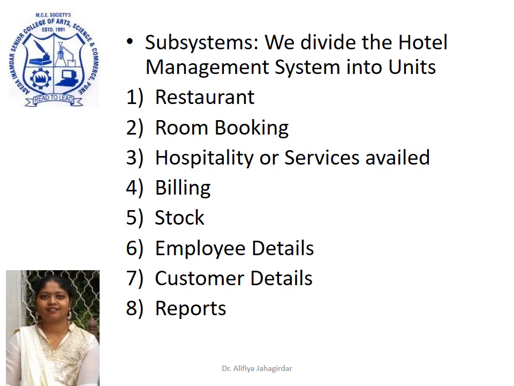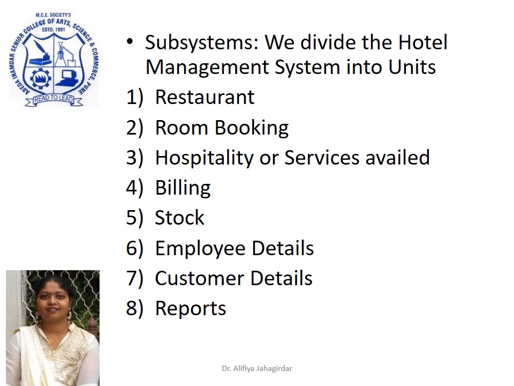So let's talk about subsystems. The hotel management system is a vast system, and it is divided into n number of units. Here we are going to list down the units involved. The first unit is the restaurant. The restaurant can be an in-house restaurant or a huge restaurant connected to your hotel. Room booking services: a system of room booking can be included in the hotel management system, or it can be omitted as per the requirement of your hotel.